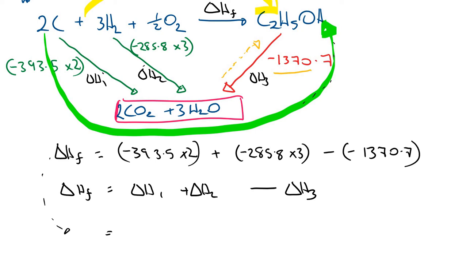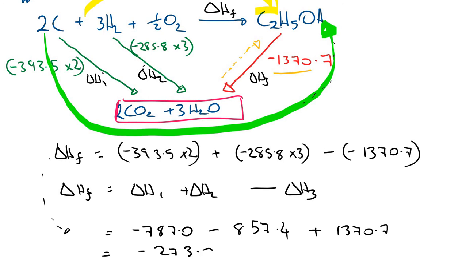So the carbon one becomes minus 787.0. The hydrogen one becomes minus, and we're just adding a negative number, so it's just minus 857.4. And this is minus minus, so it's a plus 1370.7. So when we add up those figures in the calculator, I get a figure of minus 273.7 kilojoules per mole there.